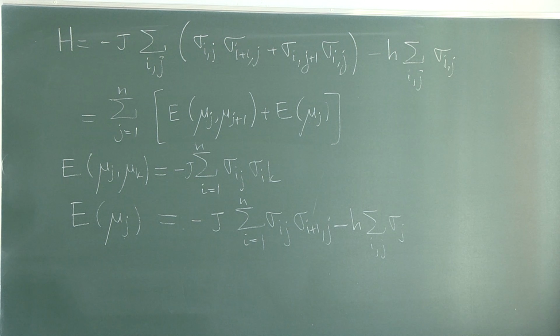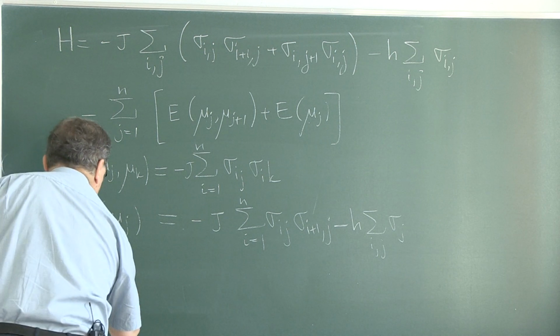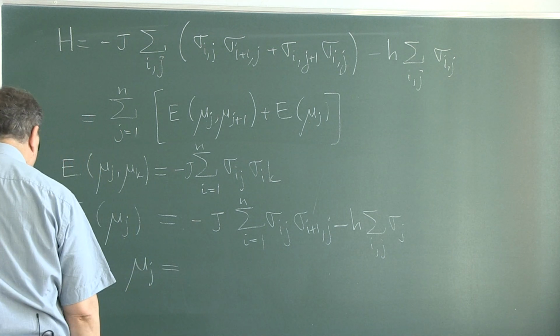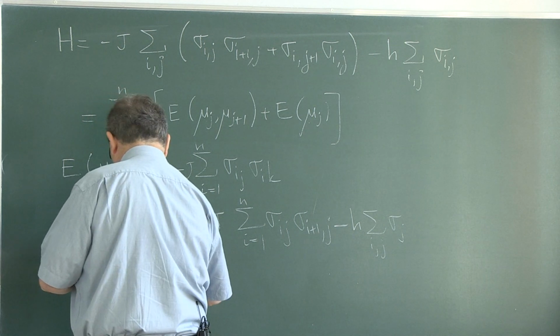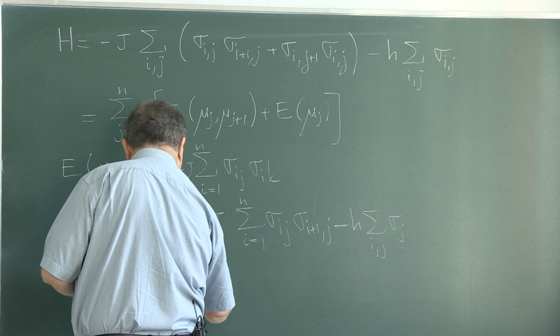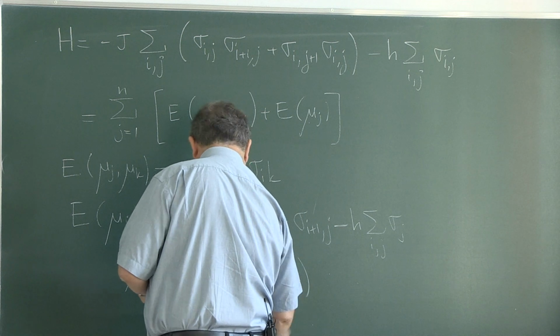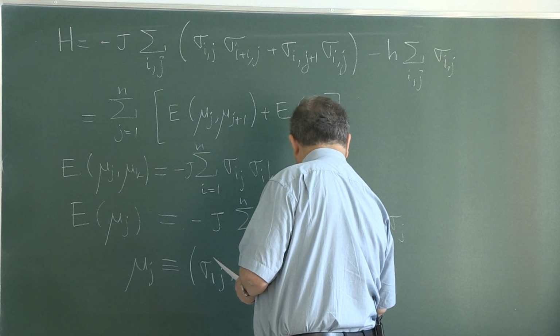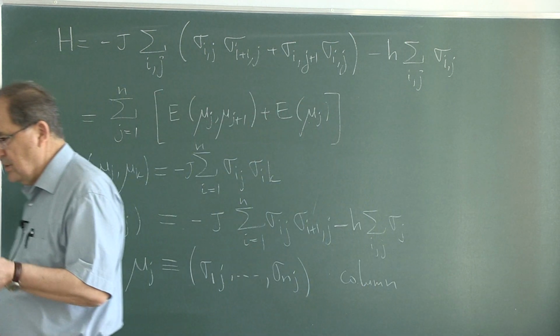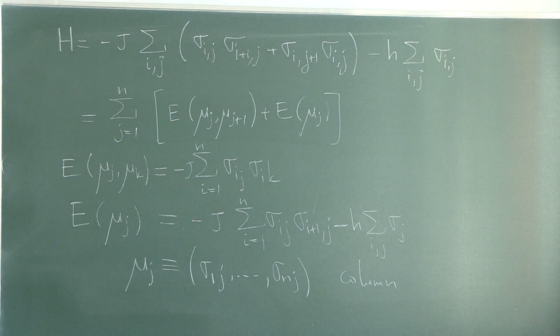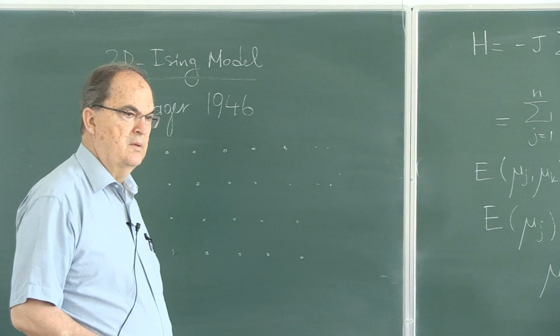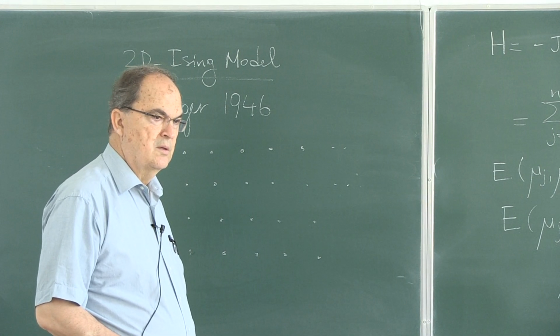Well, mu j is defined as a set of spins in a particular column. So this is defined as sigma 1j, through sigma nj. So this is spins in the jth column, isn't it? For example, 1,3 through n,3 is a column, the third column. Okay.